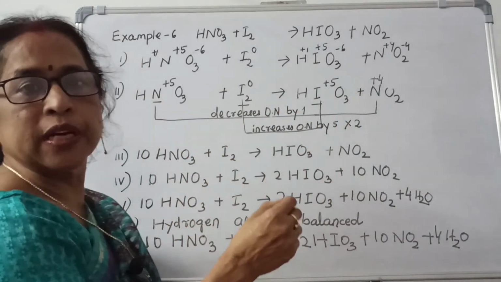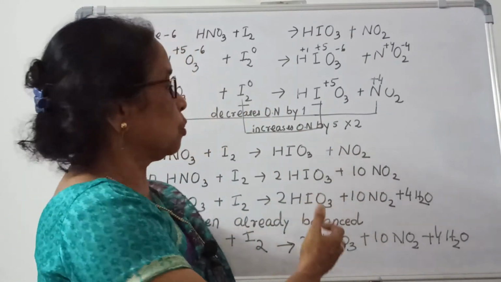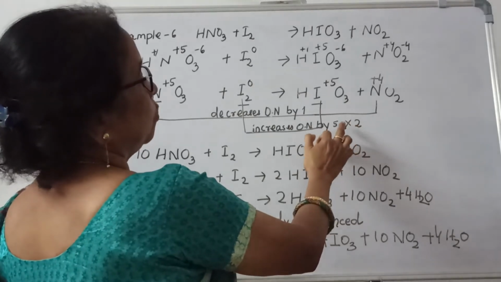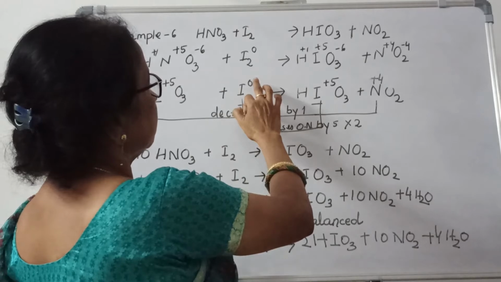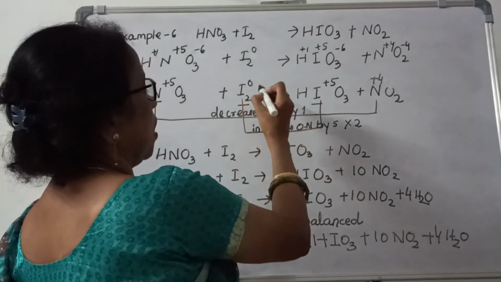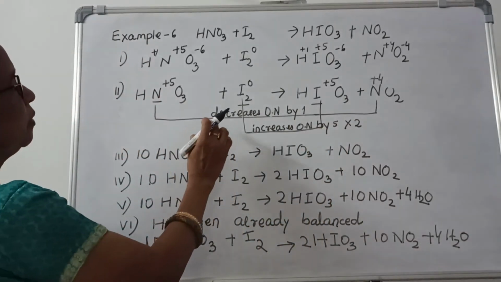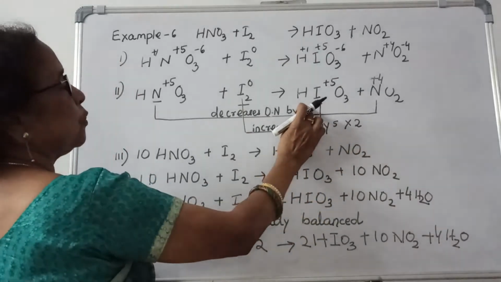For one iodine this is plus 5, but there are how many iodines? 2 iodines. So it should be multiplied by 2, meaning 5 into 2. Here the oxidation number changes from 0 to plus 5. That means since there are 2 iodines, it is multiplied by 2. Now you can observe this is multiplied by 2, that means 10, and here it is 1.